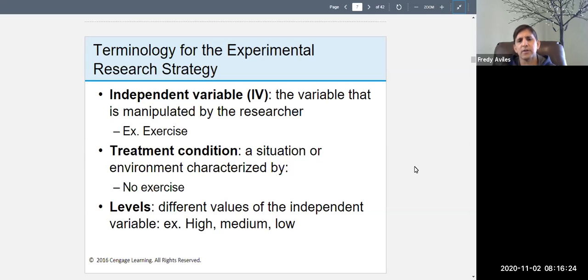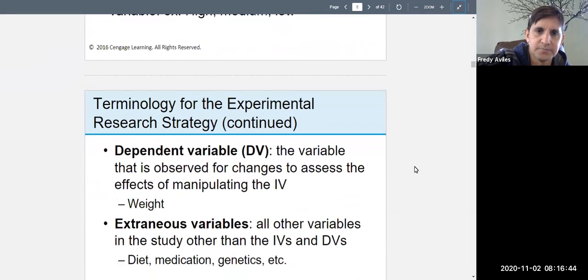Not sure what went wrong there with the text, where something got cut off, where the explanation for treatment condition isn't clear. But a treatment condition is a condition of the independent variable, okay? Levels are when you have high, medium, low, something like that in a certain order. Let's keep going. I don't want to confuse you guys any further.